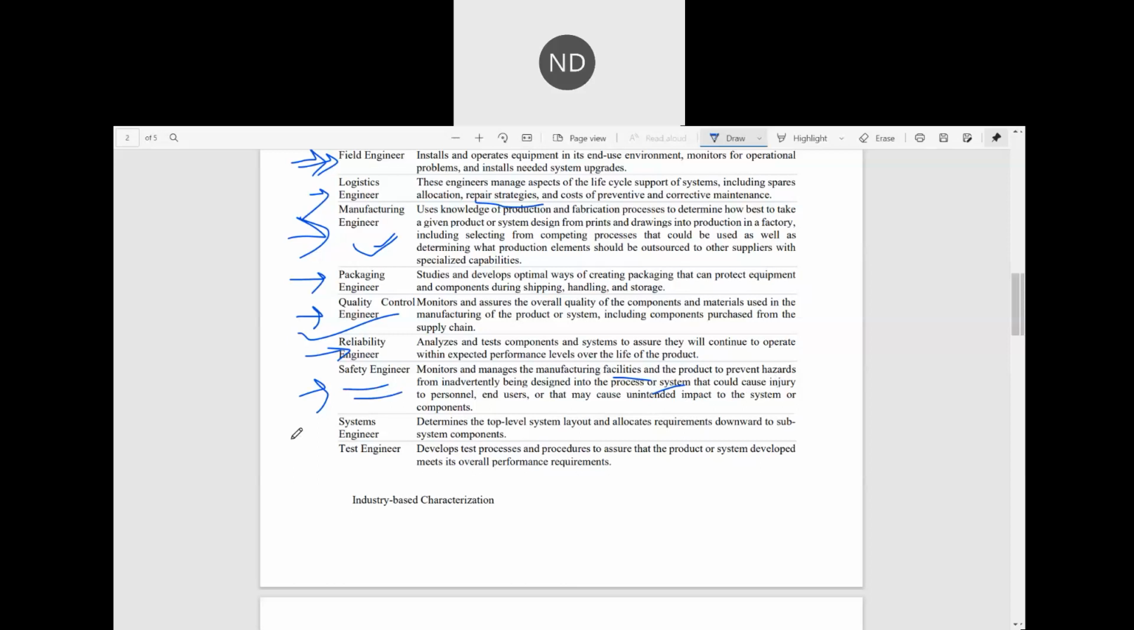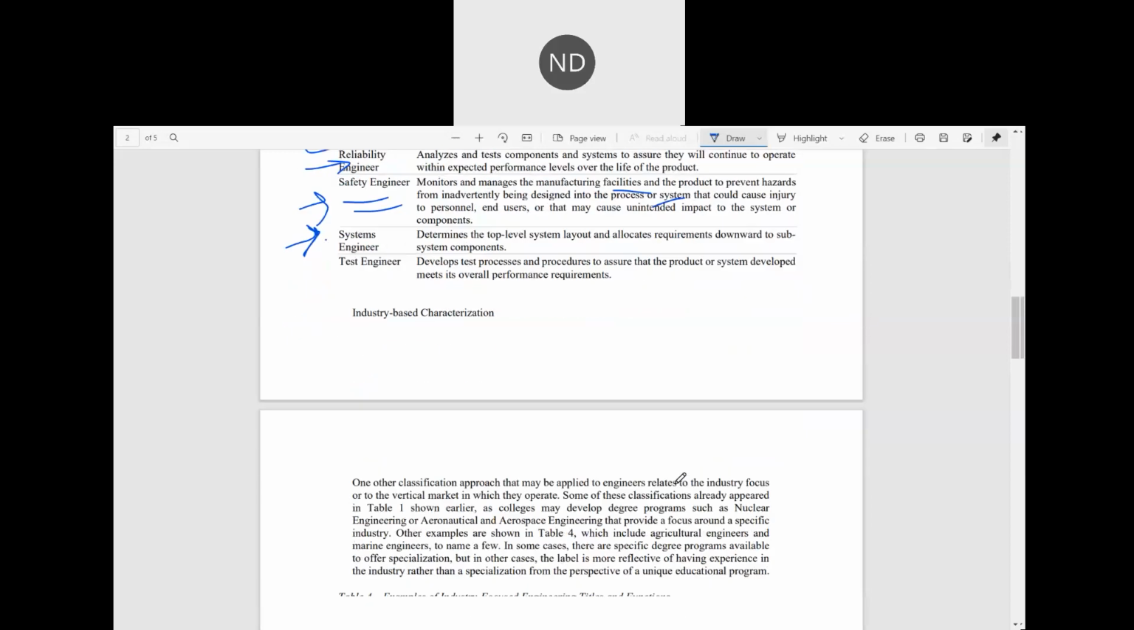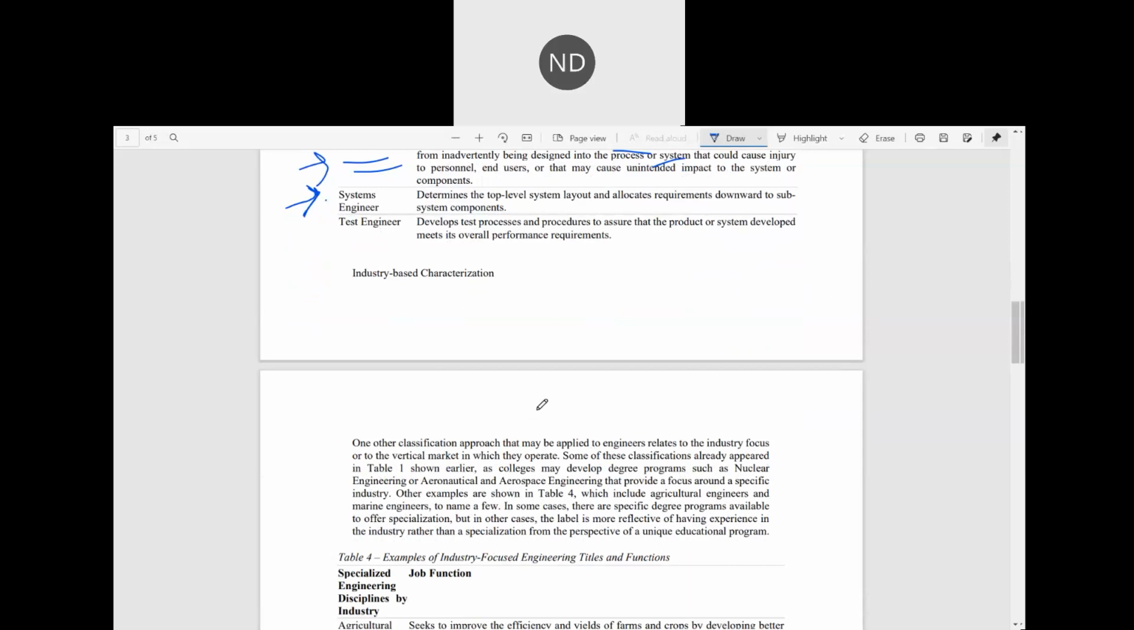Then we have the system engineer. System engineer determines the top level system layout and allocates requirements downward to subsystem components. System engineers see that all the systematic things are going on, from the top level down. So whatever is required in the construction work, so that it is going on systematically, the system engineer is going to check.